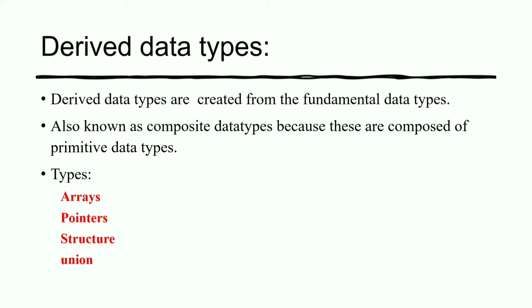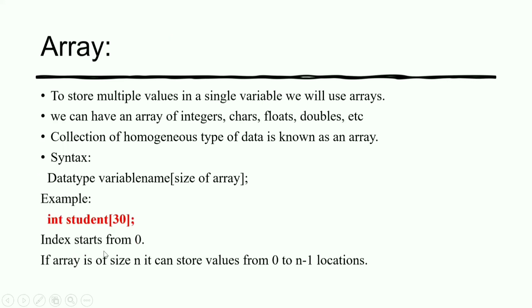Derived data types generally are composed of primitive data types. These are derived from fundamental data types like int, char, float, and double. These are also known as composite data types because these are composed of primitive data types. There are 4 types of derived data types: arrays, pointers, structure, and union.